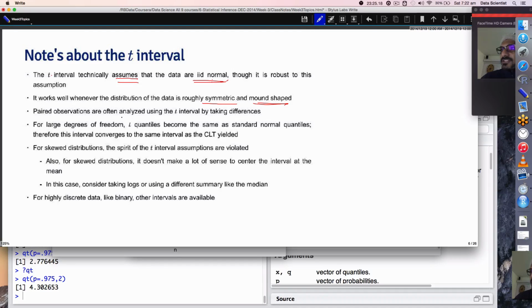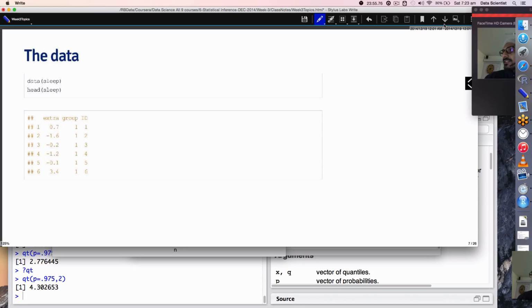So paired observations are often analyzed using the t intervals by taking differences. We will understand what a paired distribution is. This is a question here. For large degrees of freedom, t quantiles become the same as standard normal quantiles. Perfect, right? So for skewed distribution, he says the spirit of t interval assumptions are violated. So they don't hold good. Okay. So we will not bother about this in this class. For highly discrete data like binary, other intervals are available. This is not working. So t intervals will not work.